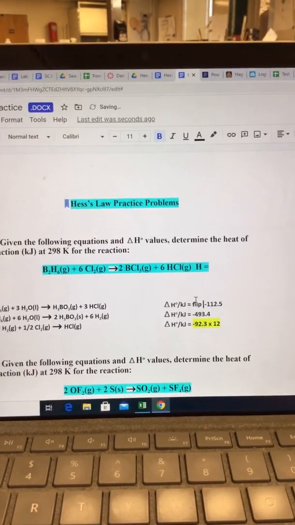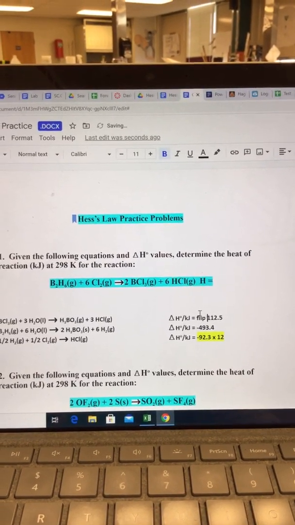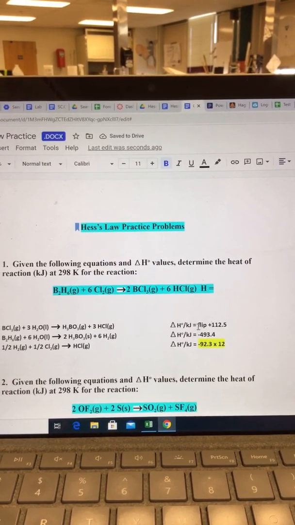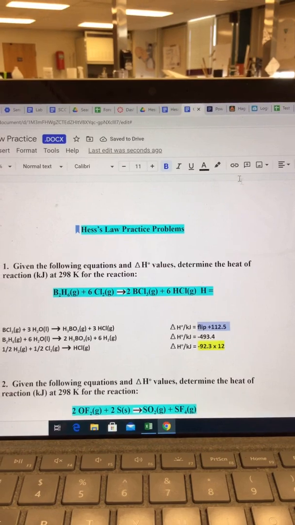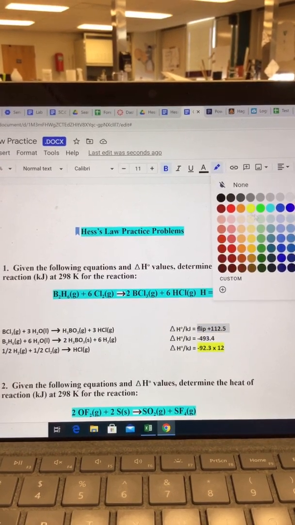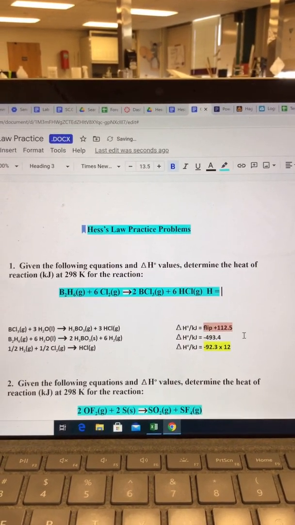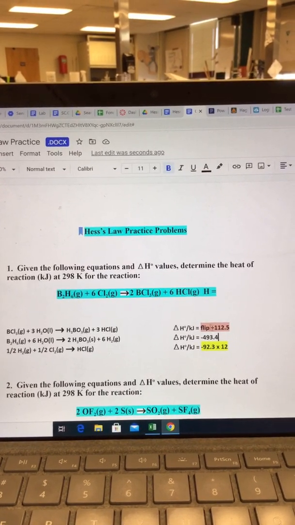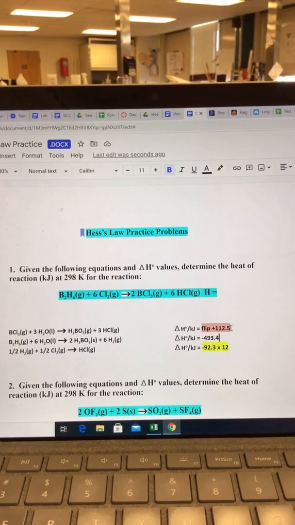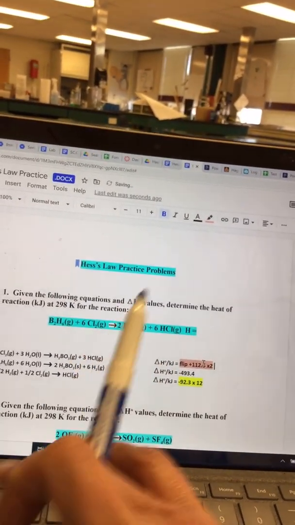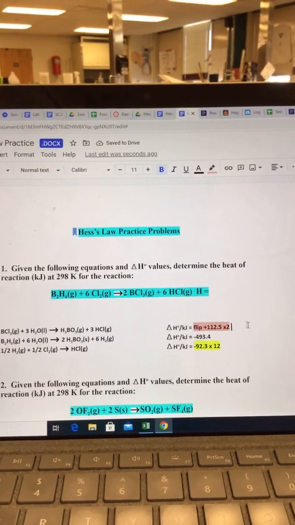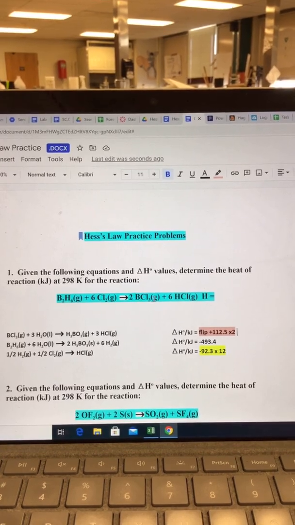When I flip something, I must change the heat value from negative to positive. So I'm going to make my change here. I'm going to highlight it for you all so that you remember what I did. Okay, I flipped it. And the other thing was I need 2 of these. So I forgot to talk about that as I'm typing and talking. I'm going to also multiply it by 2 because I need 2 BCl3s.